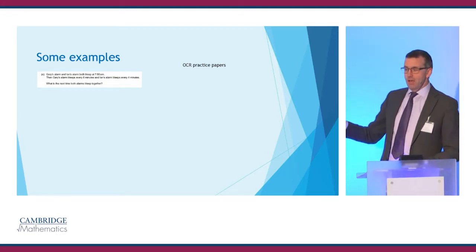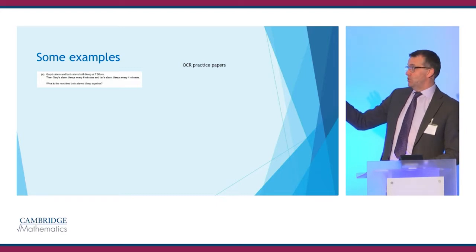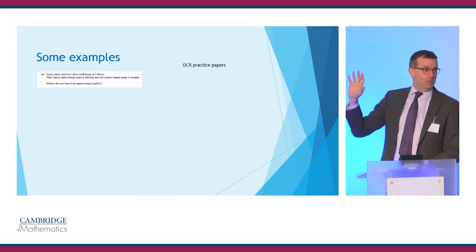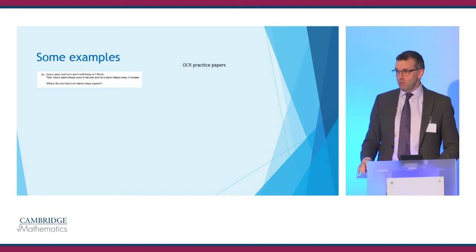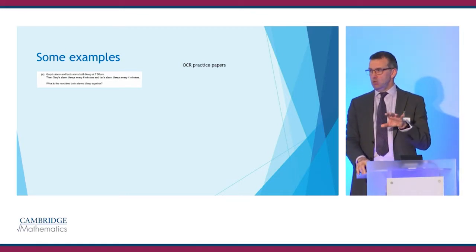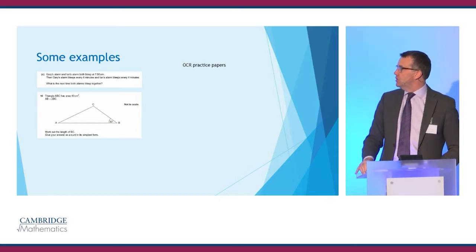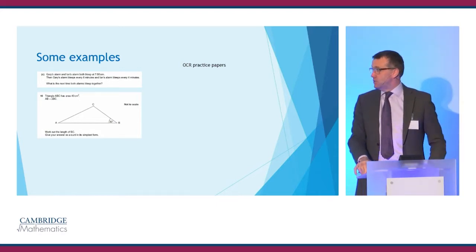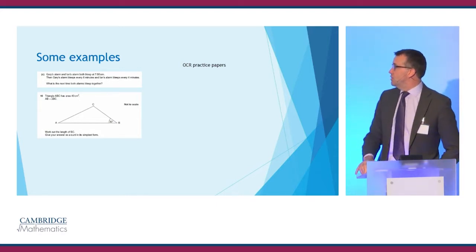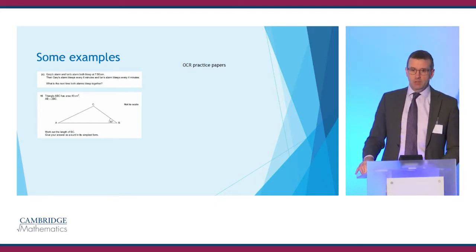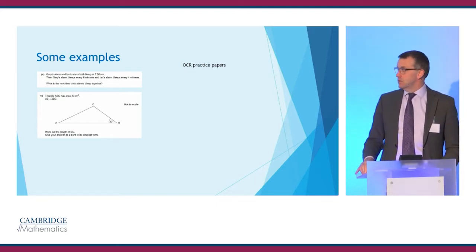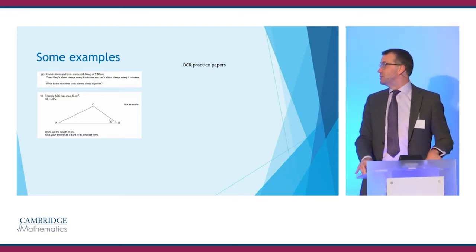And just to say, I'm not putting these questions up here to pull them down and critique them. These are just examples of the kinds of things that count as make and use mathematical connections. It's a higher tier question. Triangle ABC has area 40 centimeters squared. AB equals 2BC. Work out the length of BC. Give your answer as a surd in its simplest form. Oh, I missed that bit out.